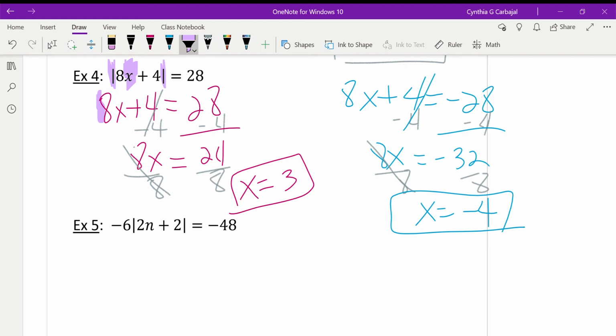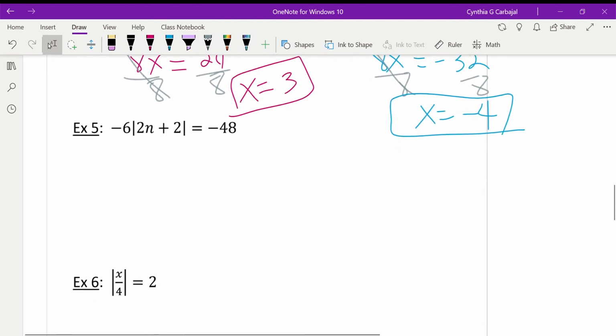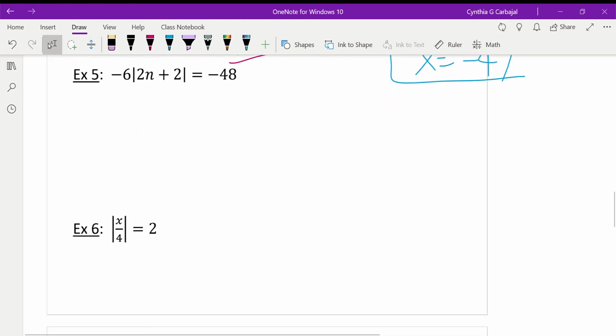So real quick, in my head I'm just doing this. 8 times 3 is 24 plus 4 is 28, and that makes sense. And then we put in a negative 4. 8 times negative 4 would be negative 32 plus 4 would be negative 28, and then the absolute value of negative 28 is 28. Okay, so I just did it in my head real quick, but you can always write it out.